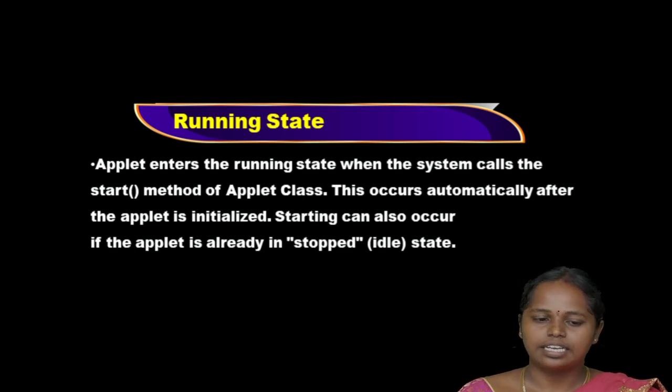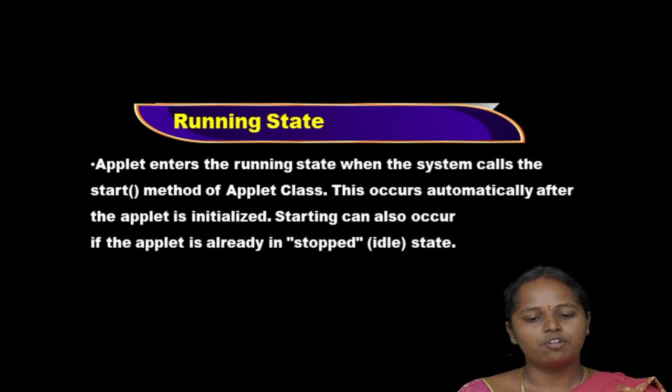And then the running state. The applet enters the running state when the system calls the start method of the Applet class. This occurs automatically after the applet is initialized. Starting can also occur if the applet is already in stopped state. So we can override this method within the public void start method.